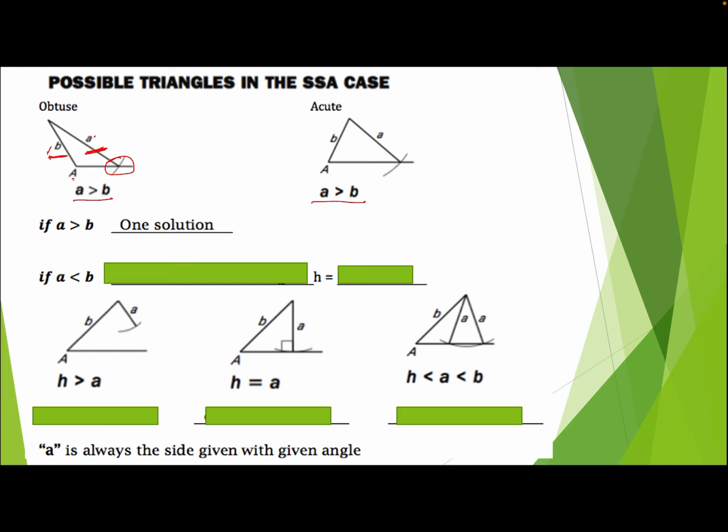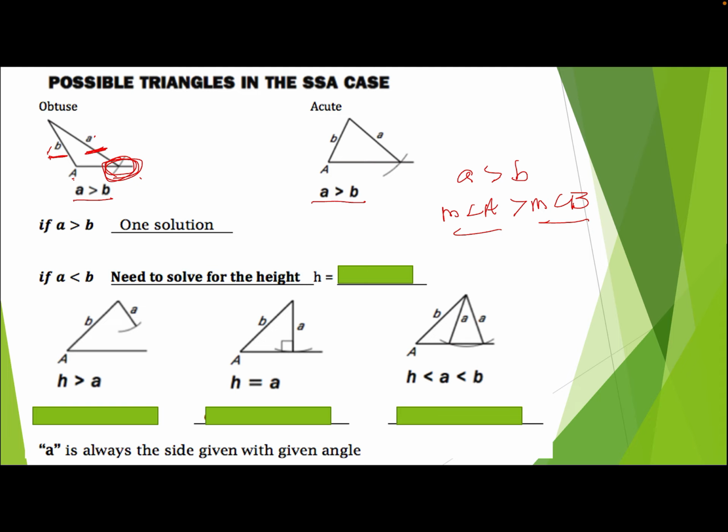If A is greater than B, then that means the measure of angle A is greater than the measure of angle B. And I'm trying to find this angle here, and so that would be angle B. So I know it can't be obtuse because it's less than this one. And there can only be one obtuse angle in a triangle. So we're just looking at these two sides, okay? Now if A is less than B, so if this side is shorter, then this angle could be obtuse, or it could be right, or it could be acute. So this is how you're going to tell.